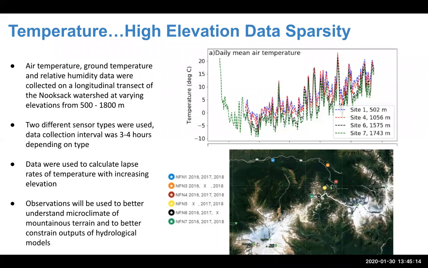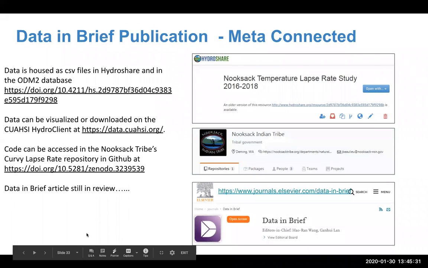It ultimately has implications for model outputs such as snow water equivalent, glacier melt, stream flow, and stream temperature, and these are ultimately used as inputs to other models like salmon habitat models or sediment transport models. So, the next slide.